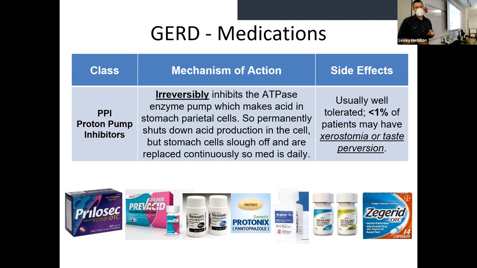They also have very low side effects. The only thing that might come up from a dental hygiene perspective is xerostomia or taste perversion, but that's in less than 1% of patients. They're not very common, basically. Questions on proton pumps before we talk antacids?